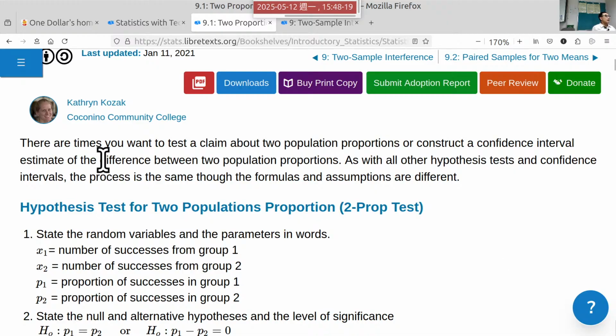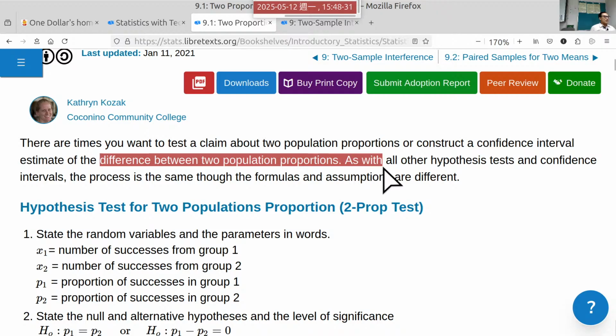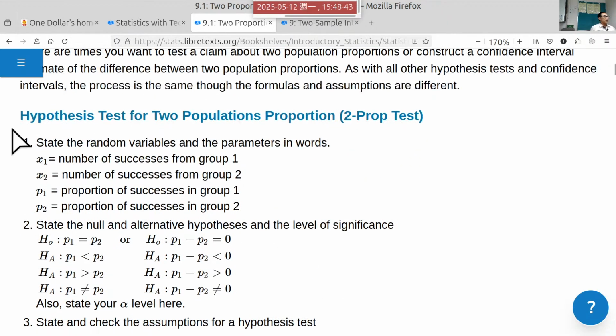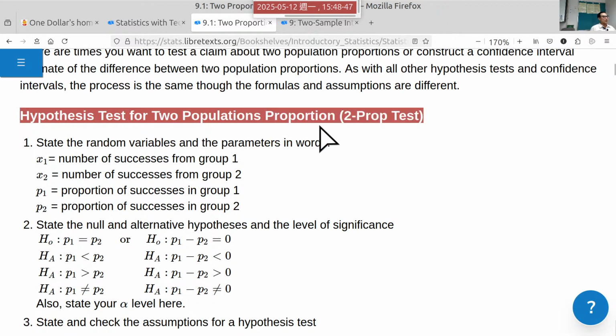There are times you want to test a claim about two population proportions, or construct a confidence interval estimate of the difference between two population proportions. As with all hypothesis tests and confidence intervals, the process is the same, though the formulas and assumptions are different. The first one: hypothesis test for two population proportions.